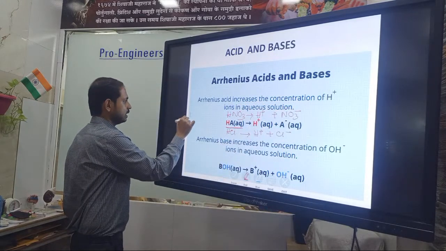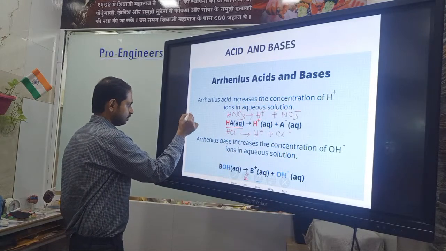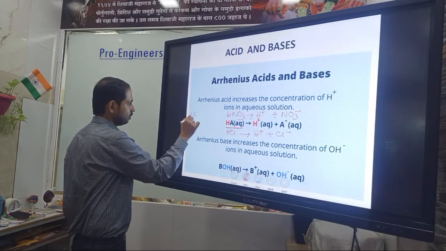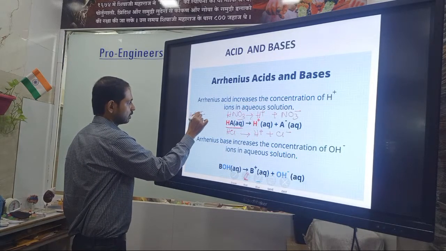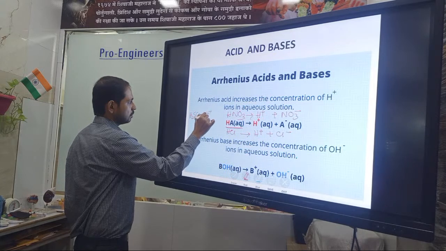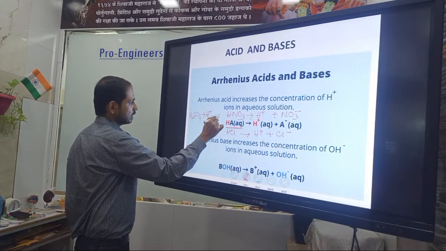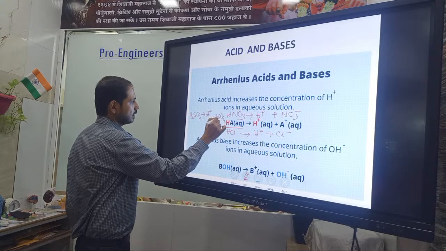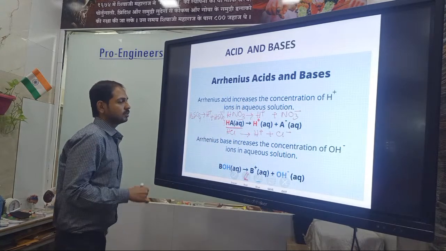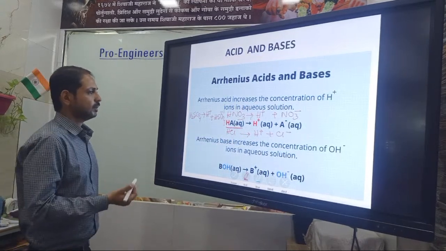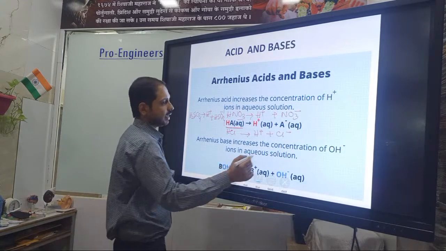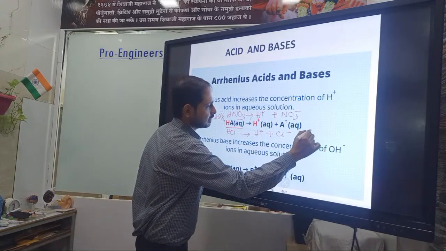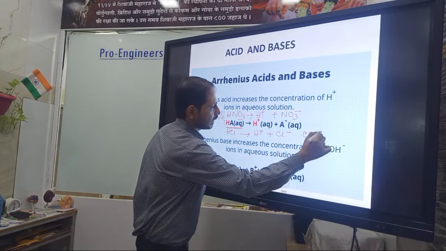Similarly, we can also consider H2SO4, which will give us H plus plus HSO4 minus. These are all strong acids. Let's try to understand with an example of a weak acid. Acetic acid is considered a weak acid.